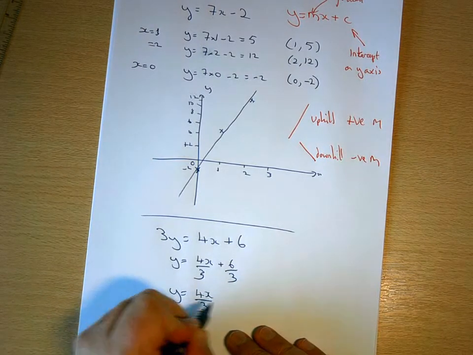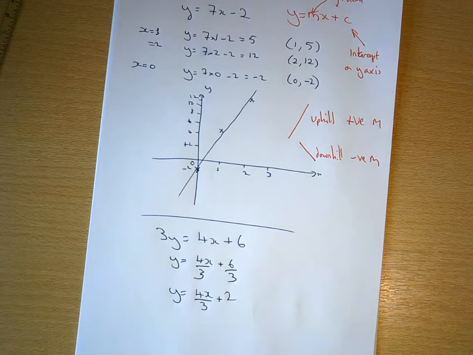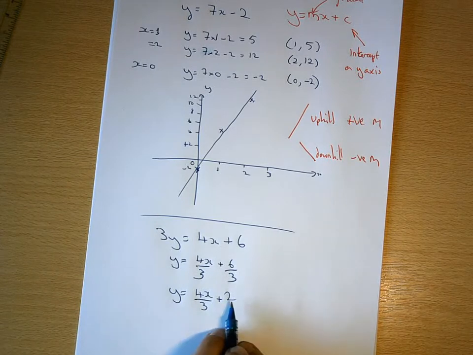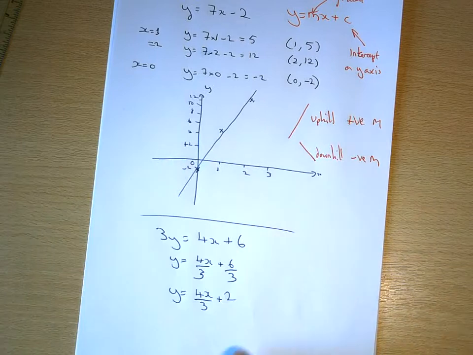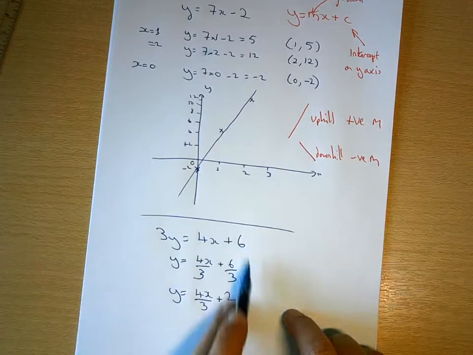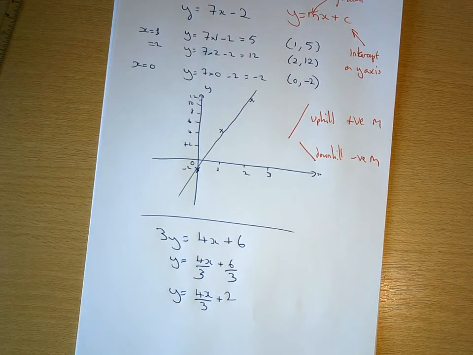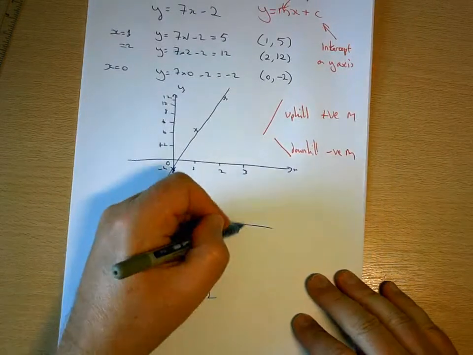So in the form y equals mx plus c, we've got that. So we've got a gradient of 4/3, and it's going to cross the y-axis there at 2. So sometimes we'll need to do a little bit of rearranging like that.